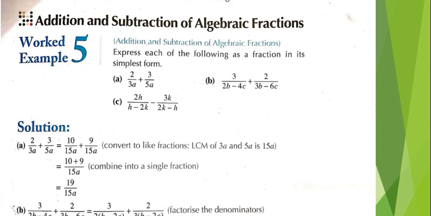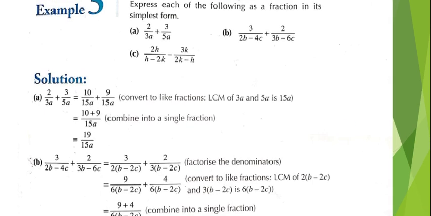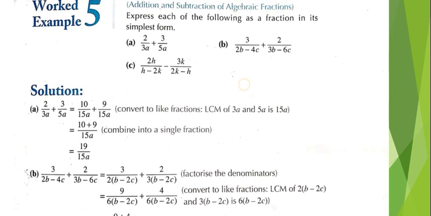Two over 3a plus 3 over 5a. So yeah, turn them into like fractions. So 10 over 15a plus 9 over 15a. 19 over 15a. Very easy. Now B and C. Okay.